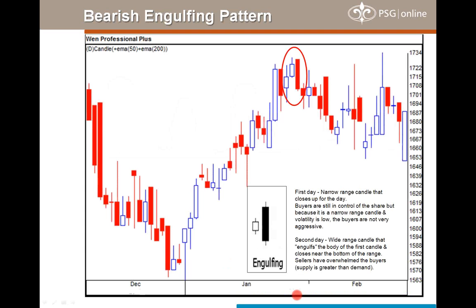Engulfing pattern. We're engulfing the previous day's body. Remember, it must be an uptrend. The bulls are still in control. Next day, the sellers come in with a vengeance. We engulf the previous day's body. That's very, very bearish. You see what happened from there, and the market pulled back. Anyway, you can pick these things up if you look at the charts all the time.